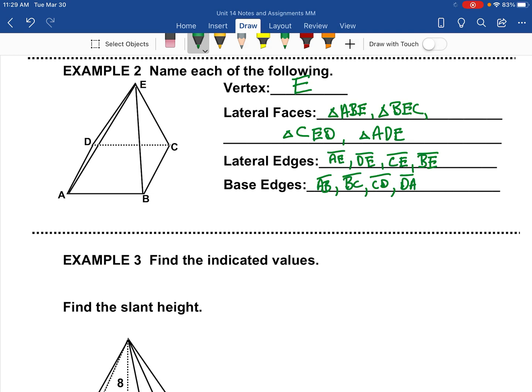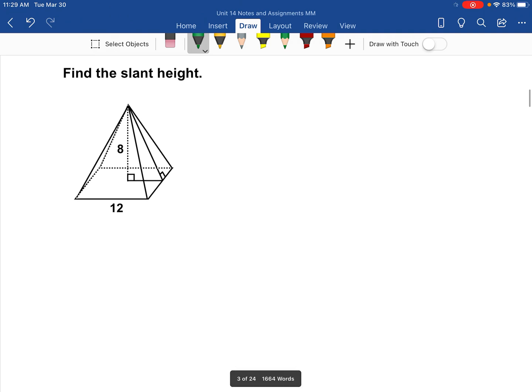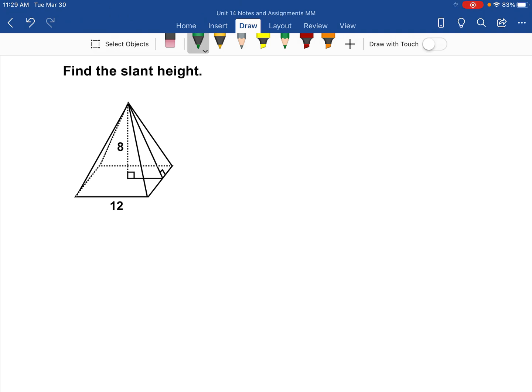Finally, example 3. Pretty short notes today. You guys should have plenty of time to get finished with your homework. It says find the indicated values. So find the slant height, or the lateral height. Remember, slant height and lateral height are synonymous. So we want to find that. I'm going to draw that right triangle over here to the side, a two-dimensional figure. The height of my pyramid is 8. This piece of that triangle would be 6.